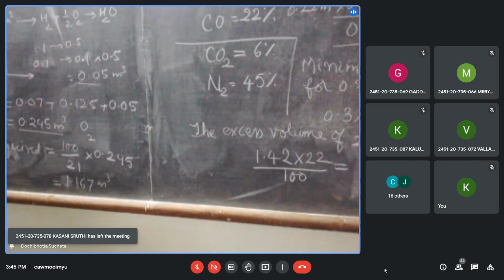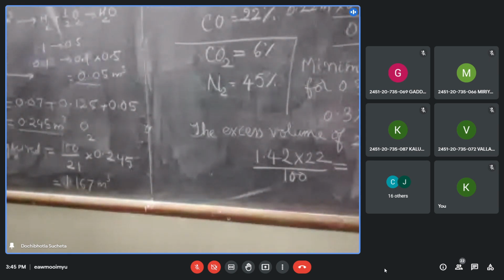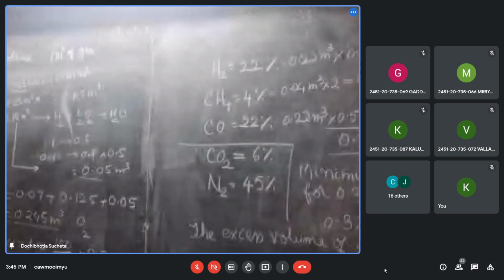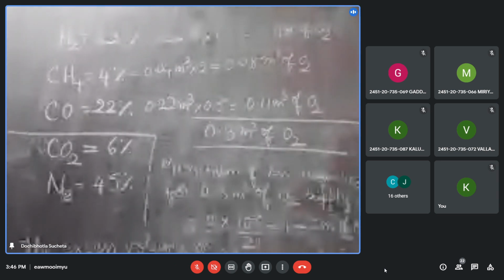Shall I repeat the question? Give the answer by weight and by volume. For 1 kg of coal, I need the amount of oxygen required, and also the calculation of the amount of oxygen by weight and volume if 40% excess is supplied. Here there's one more question: also calculate HCV and LCV using Dulong's formula.